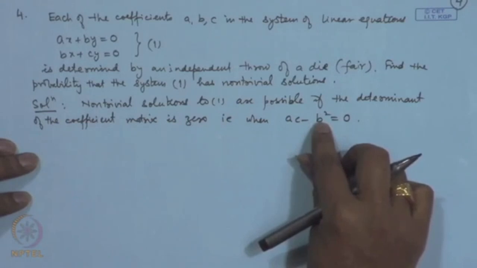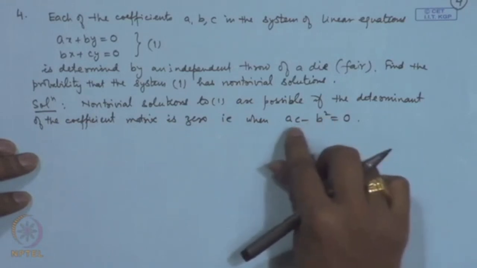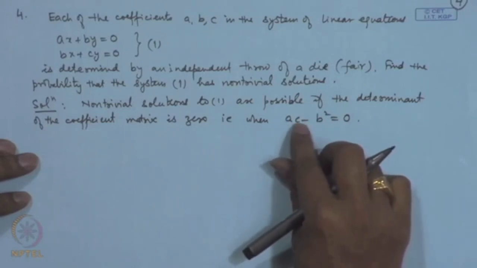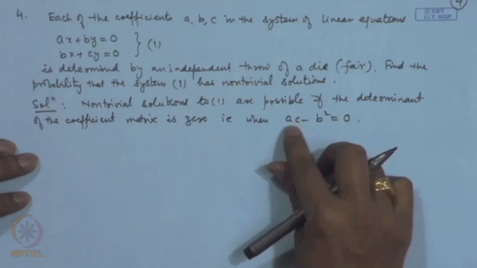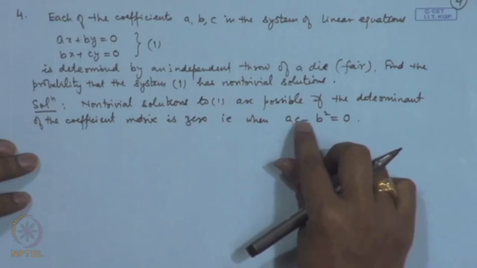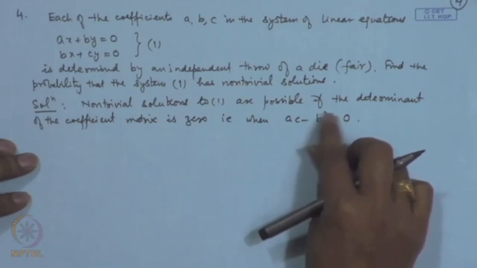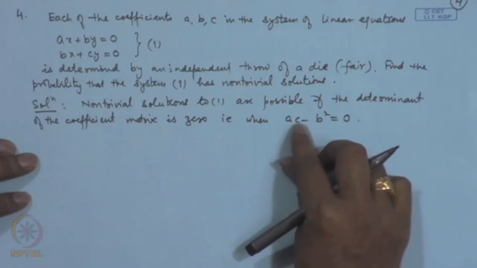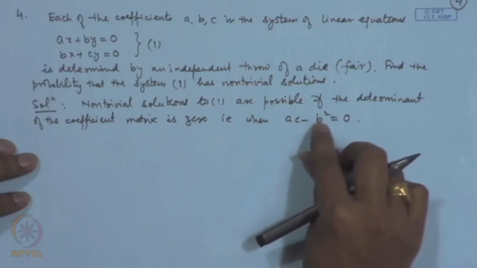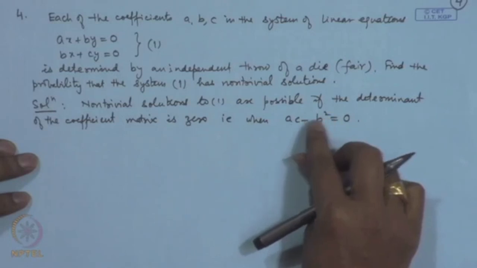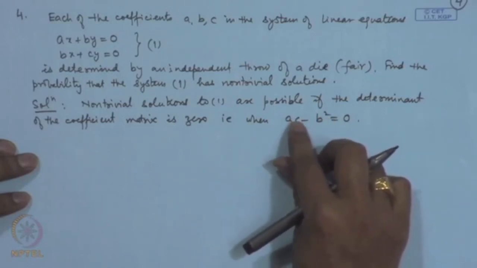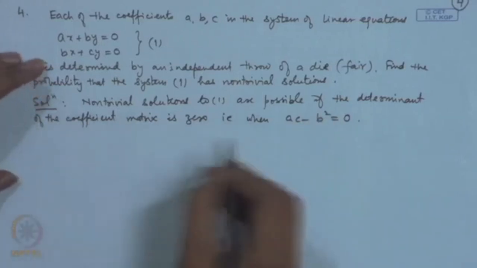Suppose I say B is equal to 2. If B is equal to 2, then B square is equal to 4. Then if A and C are 2, 2, then A into C will become 4. At the same time, if A is equal to 1, C is equal to 4, or A is equal to 4, C is equal to 1, then also AC will become 4. That means AC is equal to B square. Similarly, if B is equal to 3, then B square is equal to 9. Then if A and C are 3, then only AC will be equal to 9. There is no other possibility. And similarly, if we take B is equal to 4, B square is equal to 16, and then you get only possibility that A and C must also be 4. In a similar way, we can check all the possibilities.